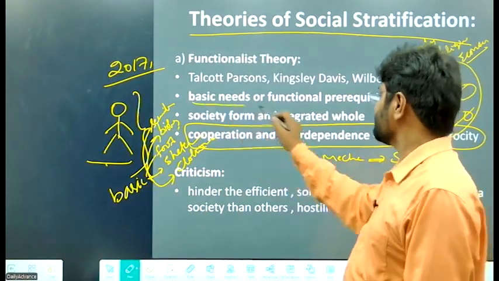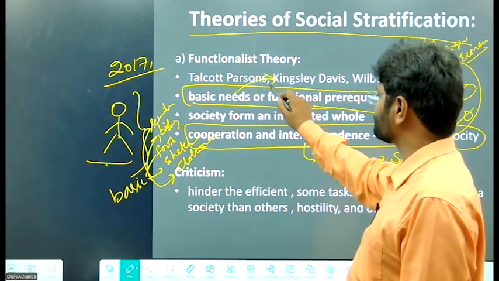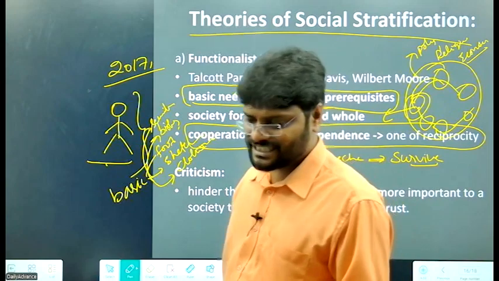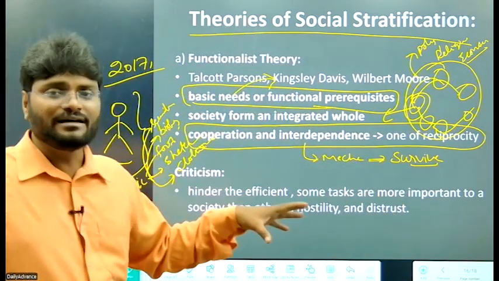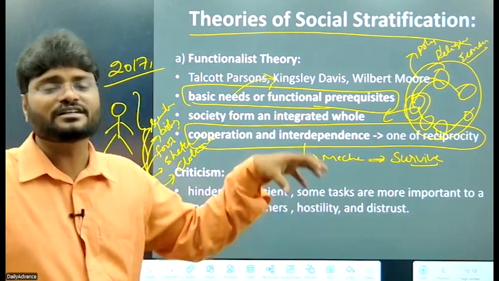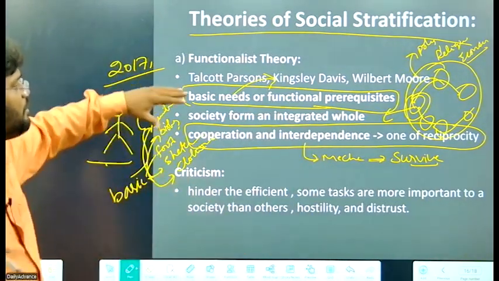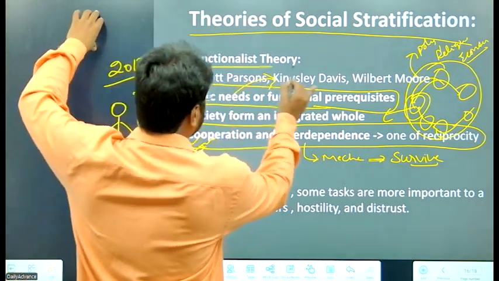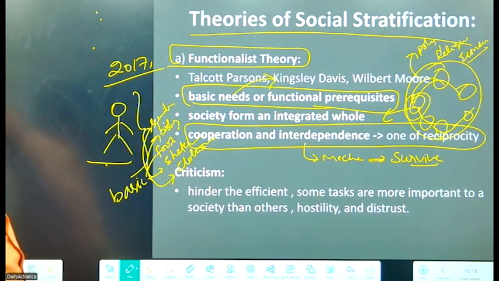So the basic needs need to be fulfilled for the society. It is the prerequisite for survival of the society. These basic needs are all derived from the different groups through their different functions, or the different goods and services they are producing. So this is how functionalist theories said that each group is contributing to the survival, continuity, and solidarity of the entire society.